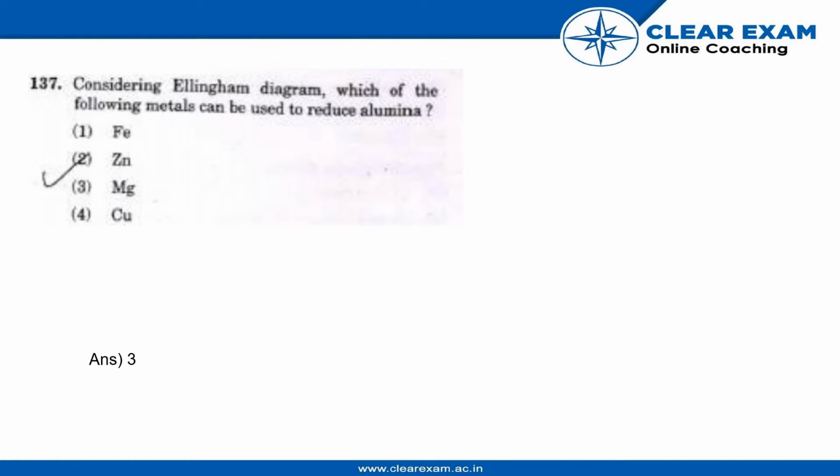So the question is, considering an Ellingham diagram, which of the following metals can be used to reduce alumina? Iron, zinc, magnesium, and copper. So the answer is 3.